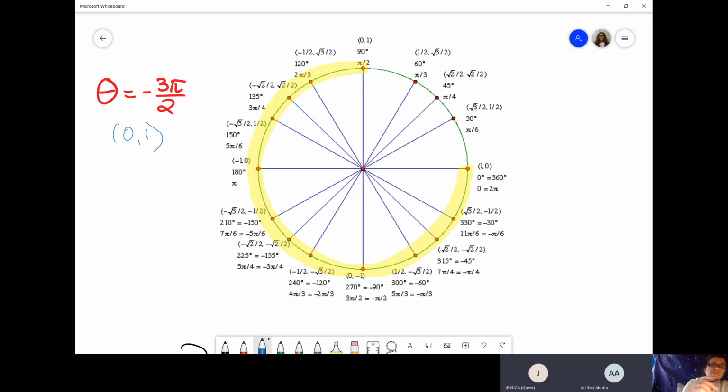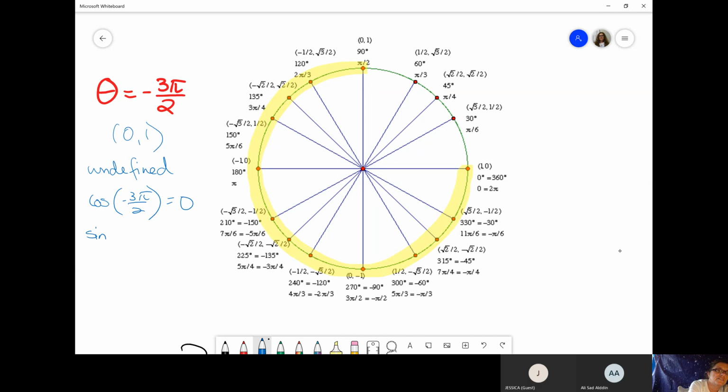And then another one for the same angle: you were asked which of the trig functions are undefined for -3 pi over 2. Now we already have the ordered pair, which is 0, 1. Let's write them all down. The cosine of -3 pi over 2 always represents the x value of your ordered pair. So if my x coordinate is 0, then the cosine is 0.